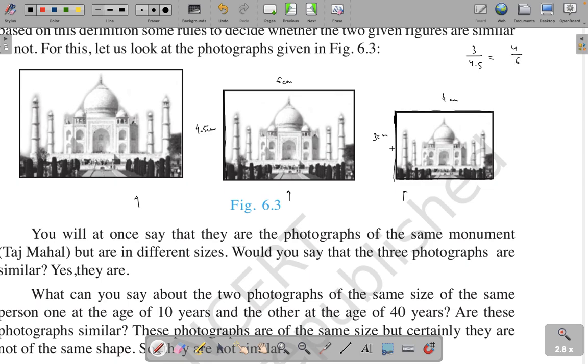If you are stretching something, you should stretch everyone by the same amount. This is the meaning of similarity. Congruency means if you have this image, you should create an exact copy of this image. No stretching there.